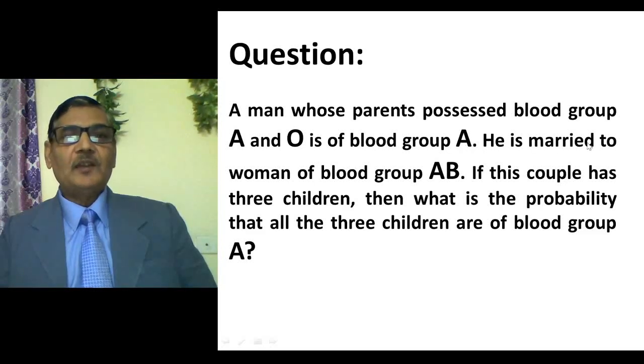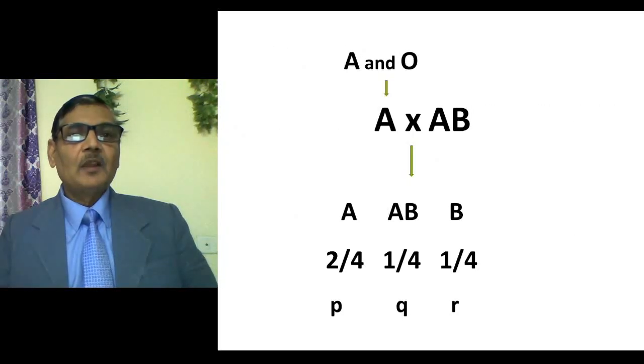And he is married to a woman whose blood group is AB. Now this couple has 3 children. Then what is the probability that all the 3 children will be of blood group A? So the question is quite simple, and we will have to solve this. Let us see how this will be solved.